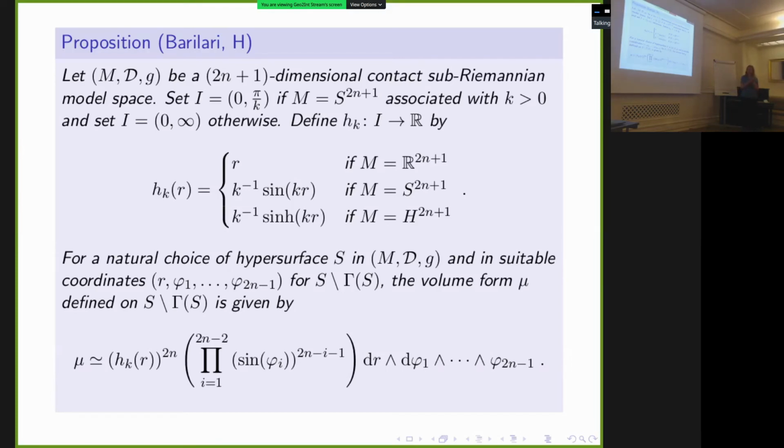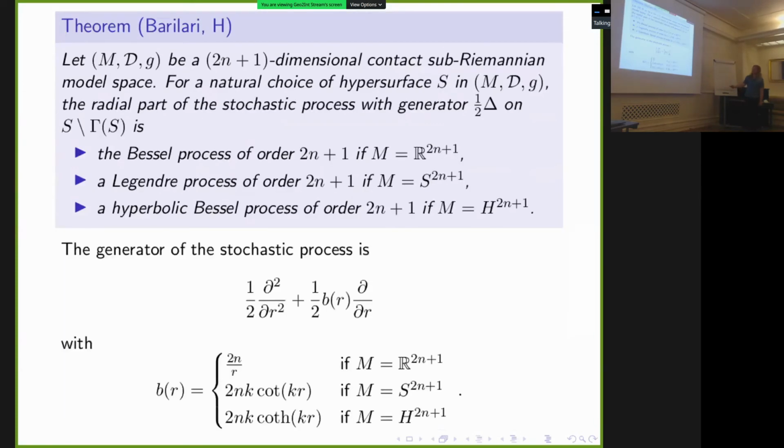Then the drift term for the associated stochastic process is essentially the derivative of that expression with respect to R, divided through by this. What you obtain is that your B is going to be of that form. So it's very similar to what we had earlier, except we now have this additional n in here, because earlier on n was equal to 1. And what this tells you on the stochastic side is that we obtain a Bessel process of order 2n plus 1, a Legendre process of order 2n plus 1, and a hyperbolic Bessel process of order 2n plus 1. So that's where the 3 came from.